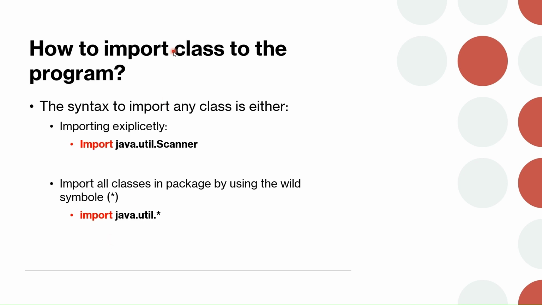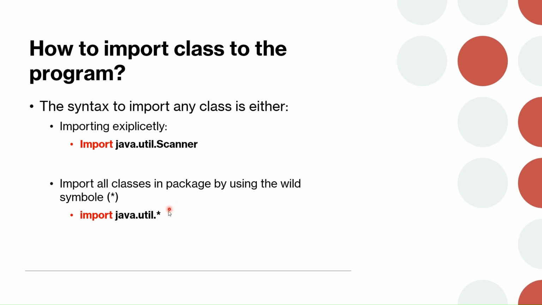How to import a class to the program. In order to use any pre-written class that is separate from the main class, or the class that we are using, we need to import it. And the way to import it is to either import it explicitly, like import java.util.Scanner, and this way we are specifying that we want only the Scanner class.